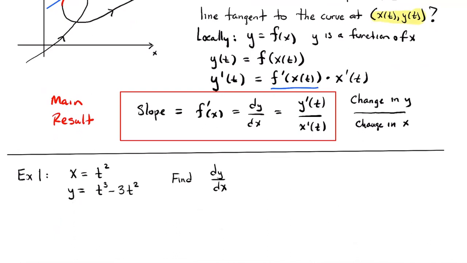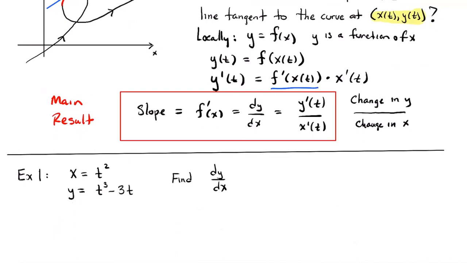Here I've got an example drawn. This has a small typo in it. I didn't mean that square there. So let's take our function to be x equals t squared and y equals t cubed minus 3t. That defines some parametric curve. t can be any real number. And I want to find the slope. I want to find dy/dx.